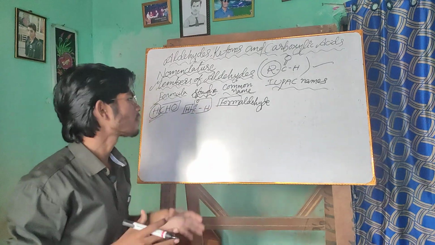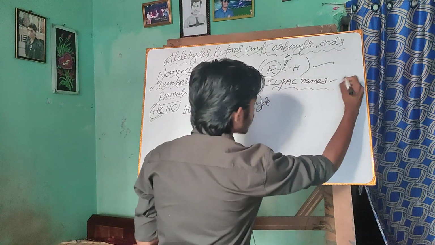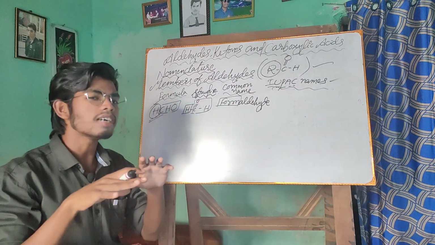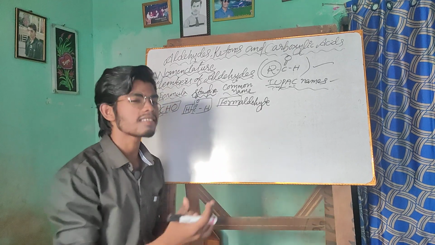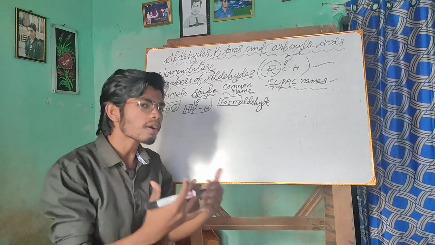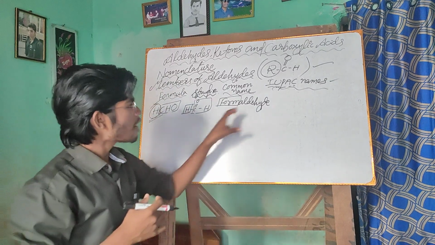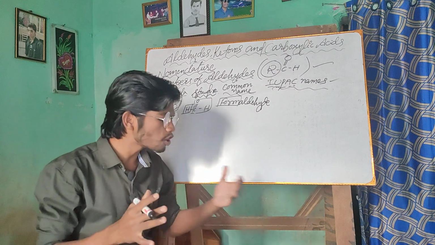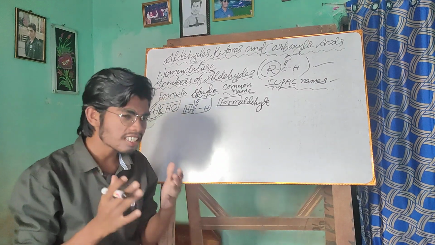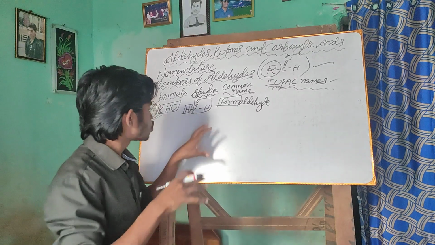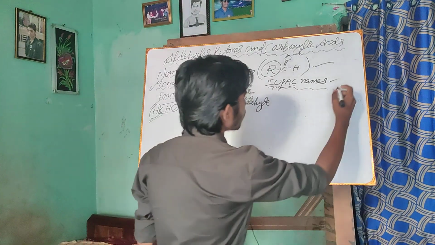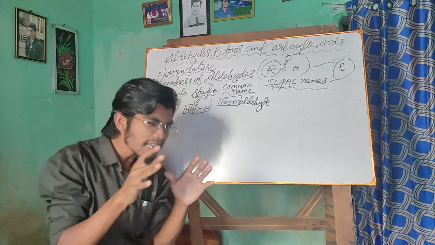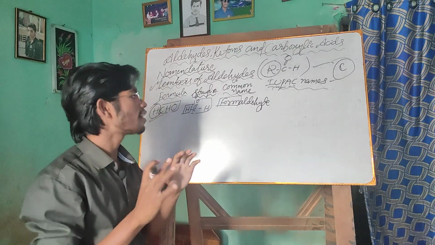That is formaldehyde. Similarly, what is the IUPAC name? IUPAC, International Union of Pure and Applied Chemistry, because some of the students may have a doubt about the full form of the IUPAC. In order to recognize the IUPAC names of the different compounds, it's very easy to understand, my dear students. To recognize the IUPAC names, we need to calculate the number of carbon atoms. That means how many carbon atoms are there. That's what it is based on.